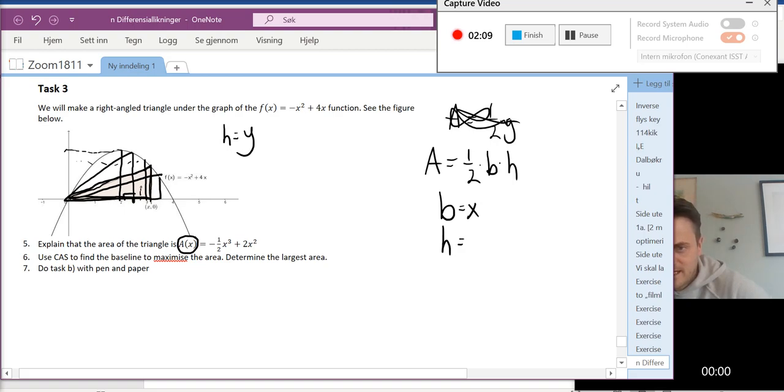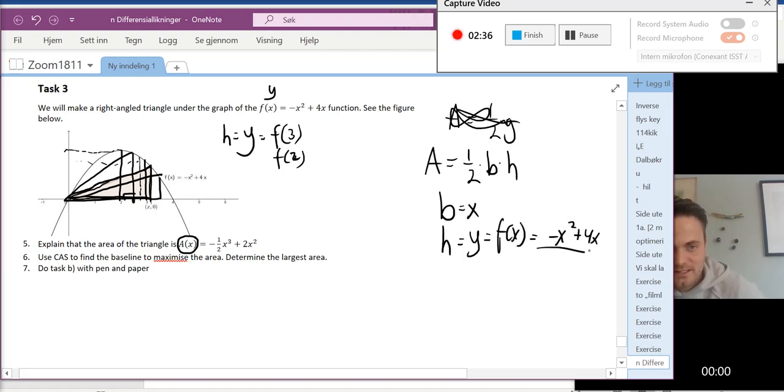When I first decide x, I get the height as the y coordinate, and the y coordinate is of course given by f, as y and f of x are the same. If x is 3, then the height is f of 3. If x is 2, then the height is f of 2. But here the x coordinate is x, so the height is y, which is the same as f of x. So the height is minus x squared plus 4x. That is the height. So it's decided by the function.